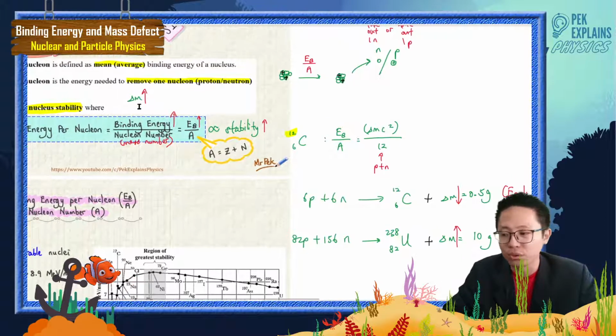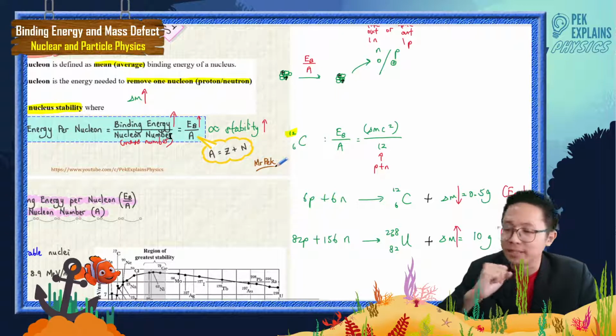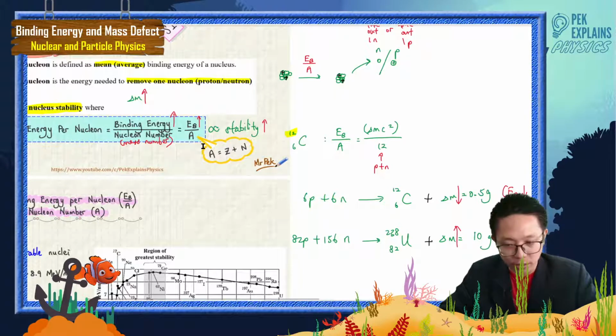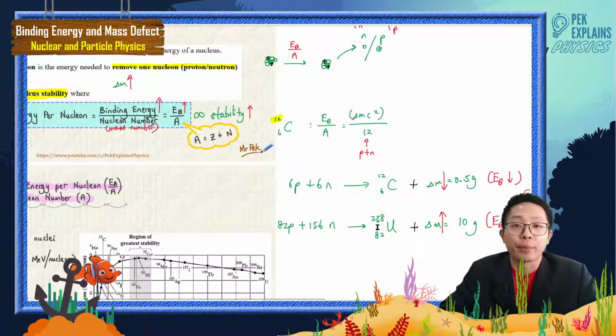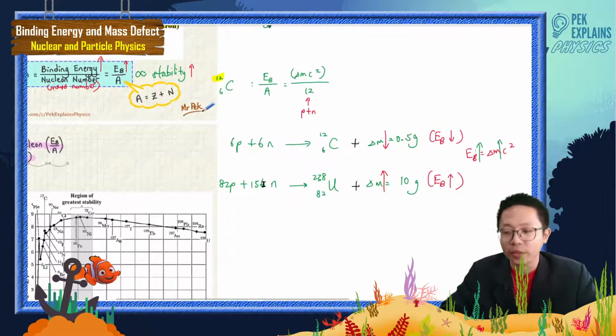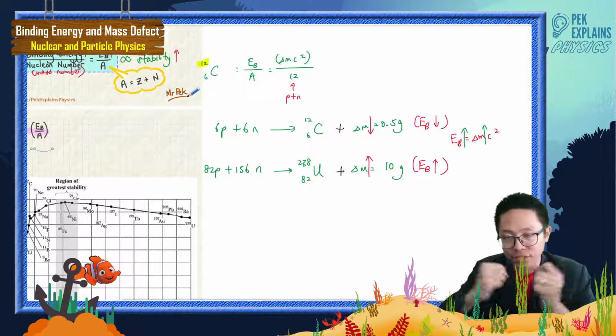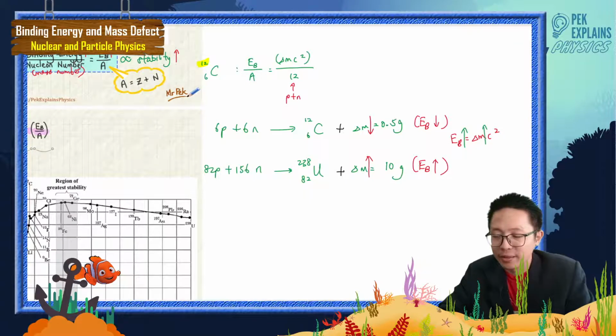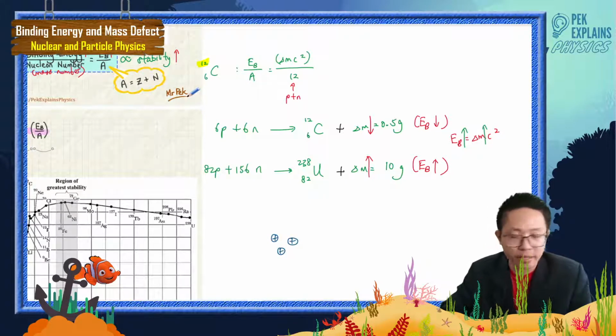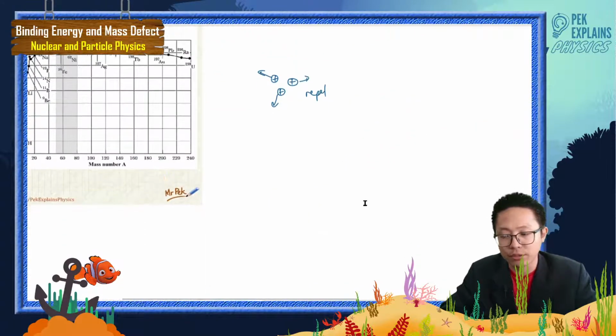We also need to regard the nucleon number. Stability is not just affected by binding energy, it is also affected by nucleon number. Why do I say that? Because of the protons inside the nucleus. We know that proton and proton repel each other, especially when they are very close to each other, because they have the same sign. Same sign, they repel. This is what we learned about in electrostatics.